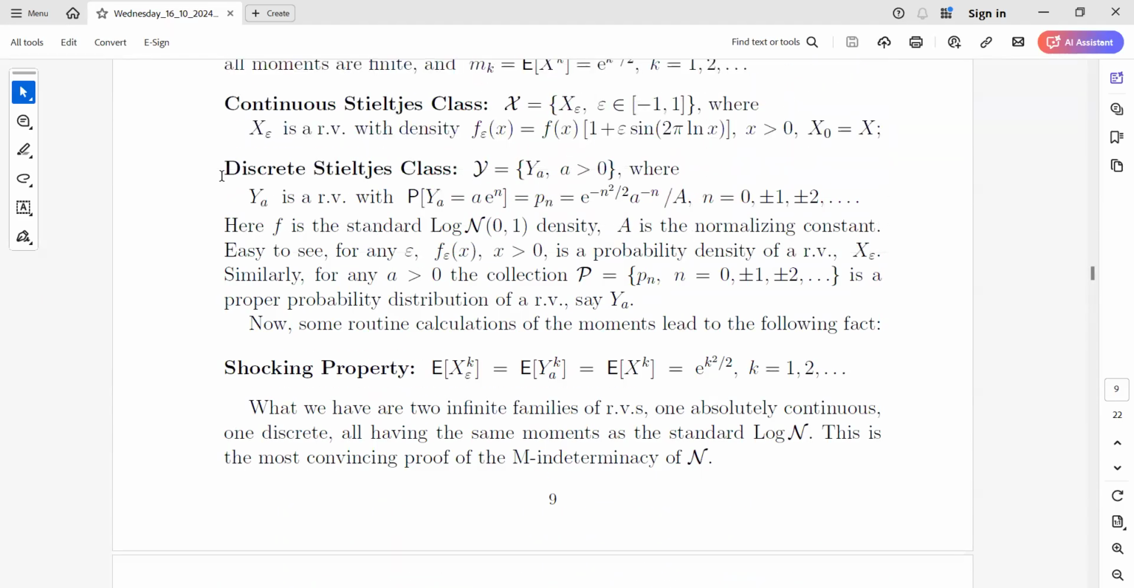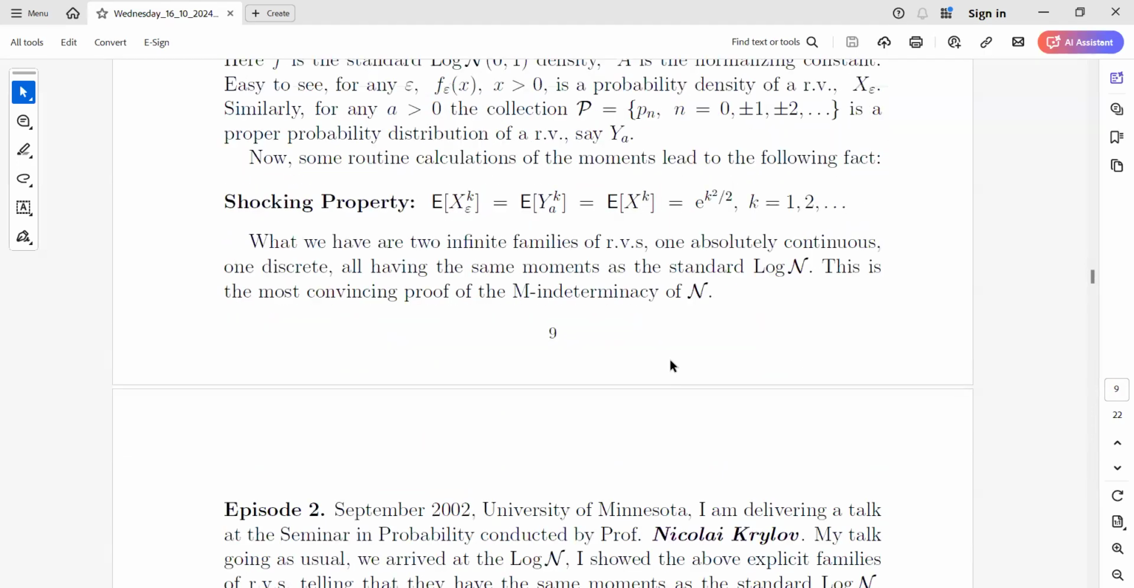However, now let me return back. If for this X epsilon, the density f epsilon, we calculate the moment of order k, it turns out we find this. We take y, where a is running over any real number. Here we have integration, here we have summation, and we get the same number.